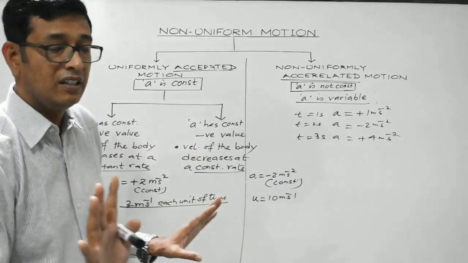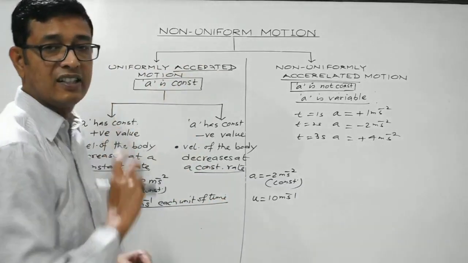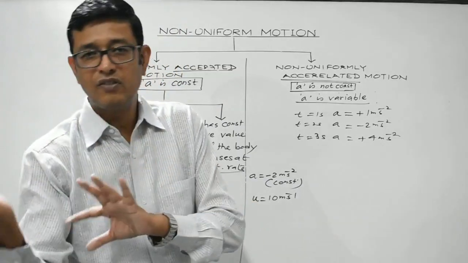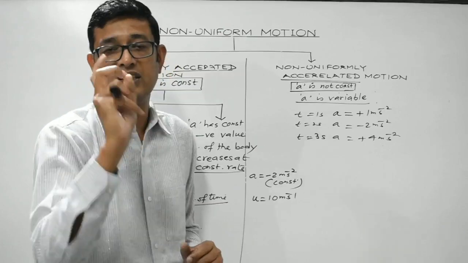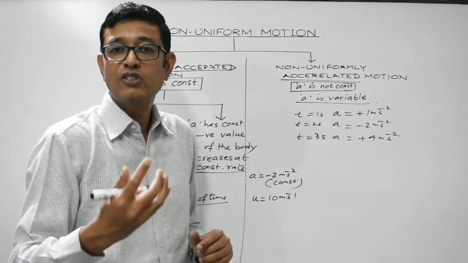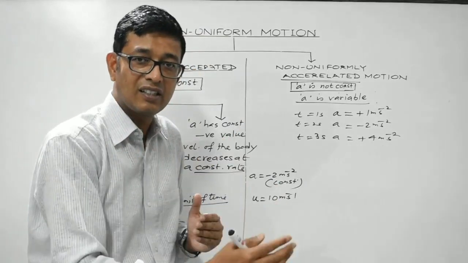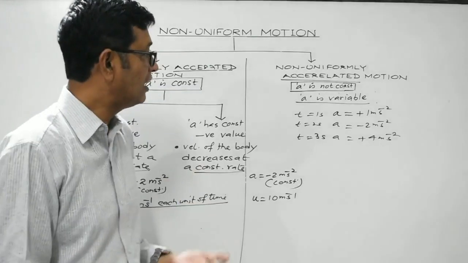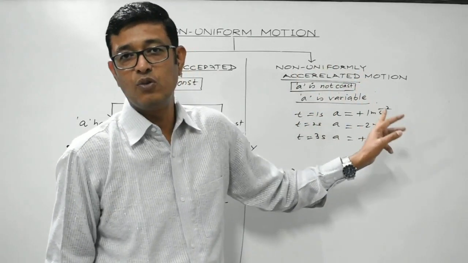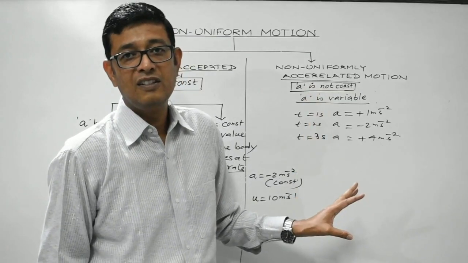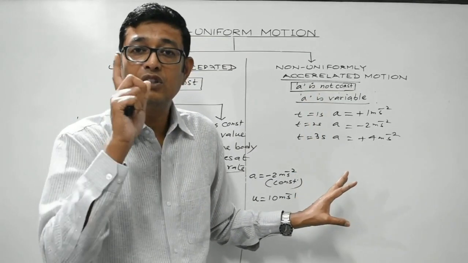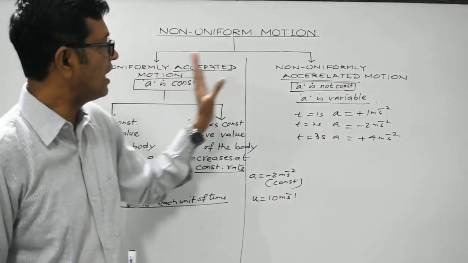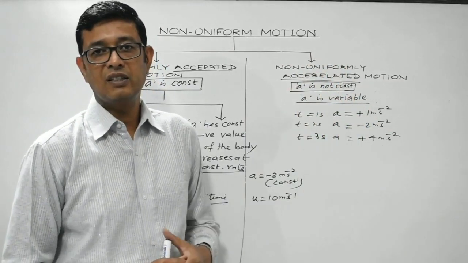So students, basically, if you are dealing with the case of uniformly accelerated motion, the acceleration of the body must be constant. It can either have a positive value or negative value, but its value should be constant, indicating that the velocity of the body is increasing or decreasing at a constant rate. While on the other hand, if we are dealing with non-uniformly accelerated motion, it clearly suggests that the velocity of the body is changing, but not at a constant rate. So that's the basic difference between uniformly accelerated motion and non-uniformly accelerated motion.